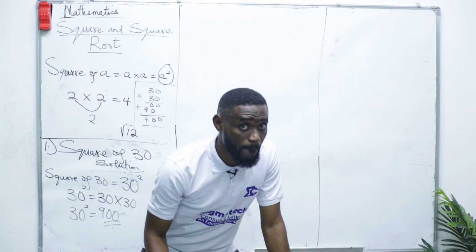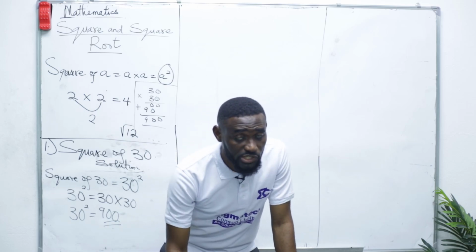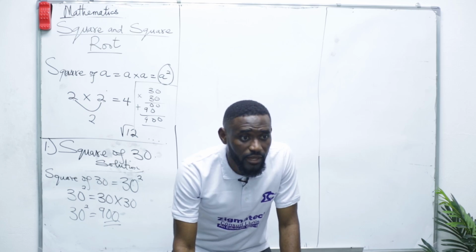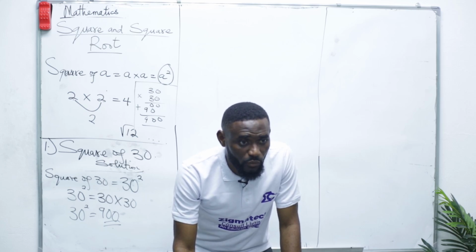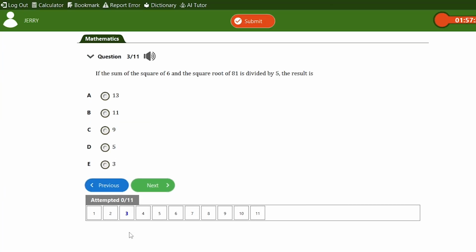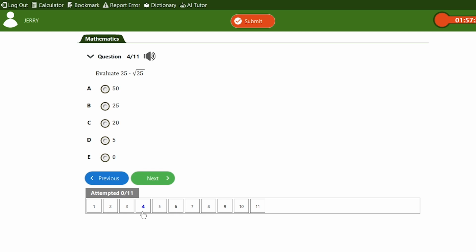So that is for the square of a number. And let's look at some other question. Now let's look at this.